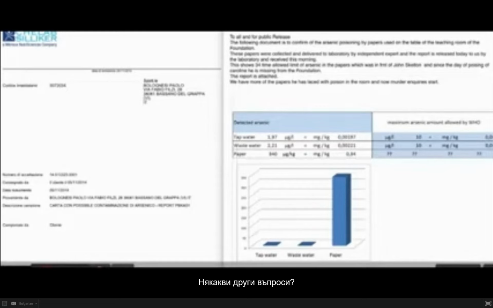Any other question? Donatella, that's nightshade poisoning, is it not? Yes, it is. It was diagnosed by Dr. Elia to be given to Caroline as well.